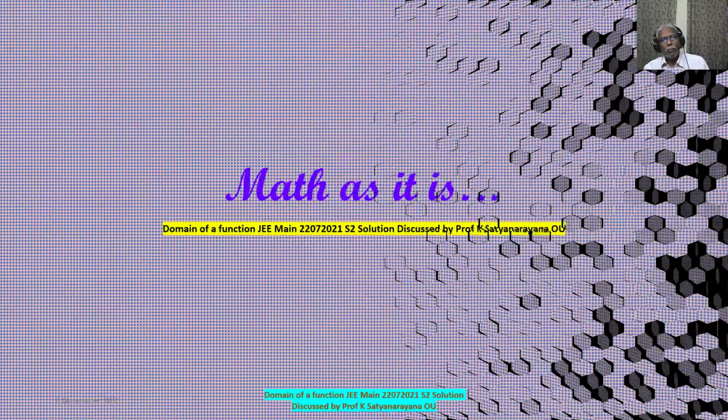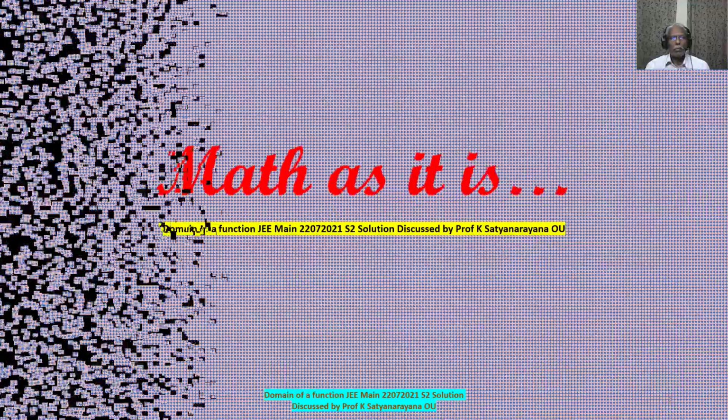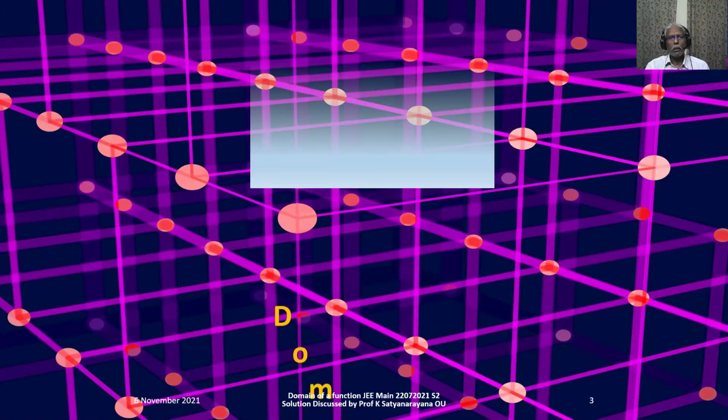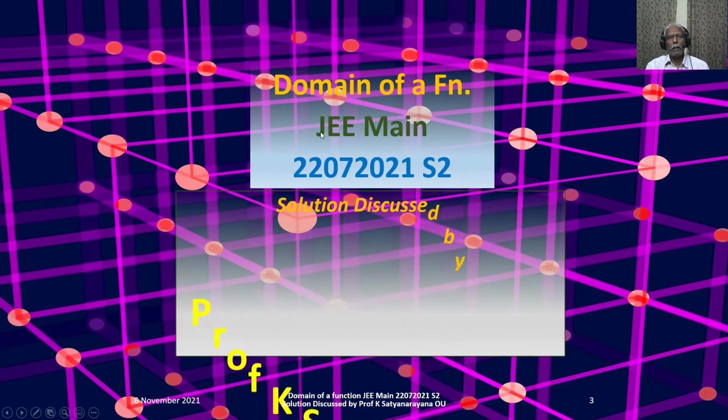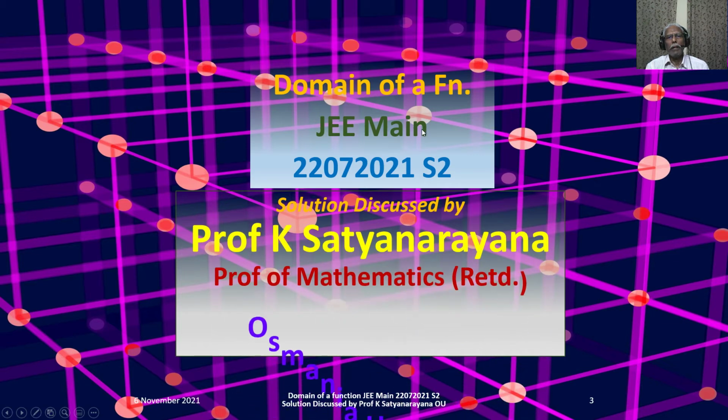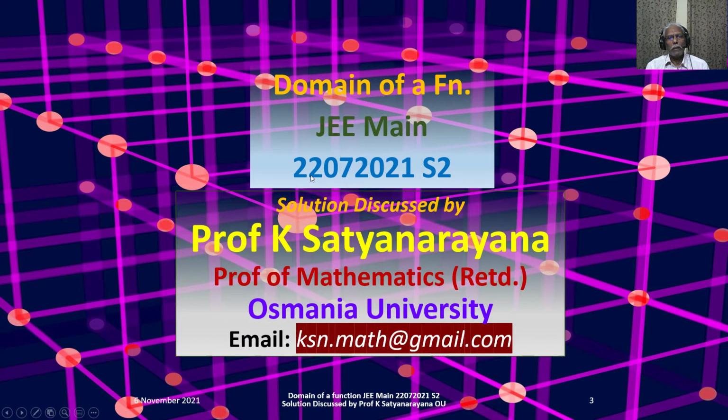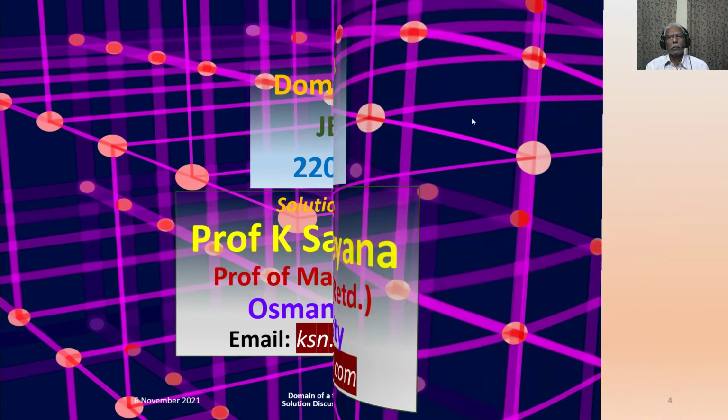Here we discuss the solution of a problem that is given in a JEE examination. The problem is about the domain of a function. The given function is the quotient of two inverse trigonometric functions. This question has appeared in JEE Main exam held on 22nd July 2021 in the afternoon shift.